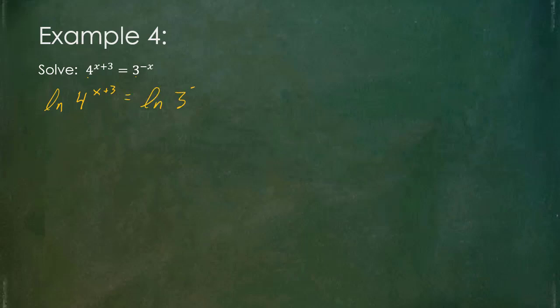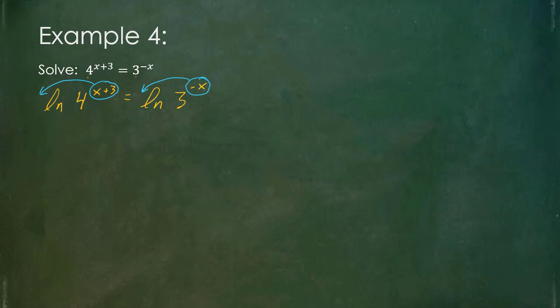And notice I'm just taking the natural log on both sides of the equation. Why that's going to be helpful is now the power rule allows me to move my exponents out in front as coefficients, so the x's that were in places that I really couldn't do much with now are going to be out in the open.